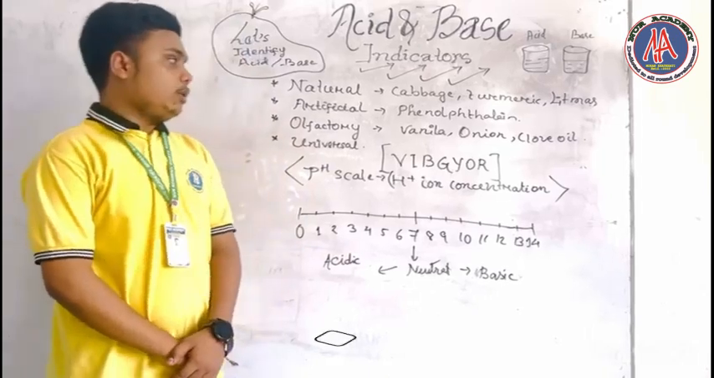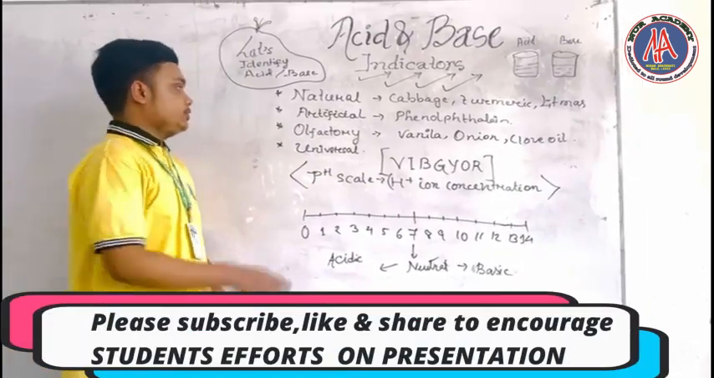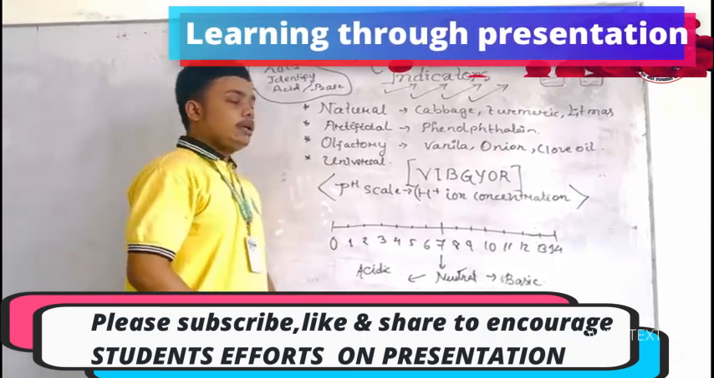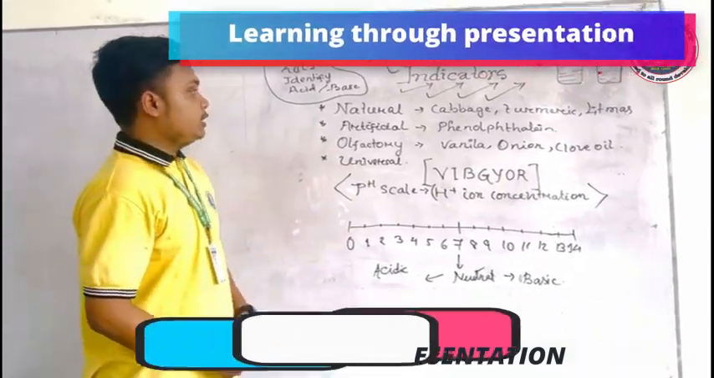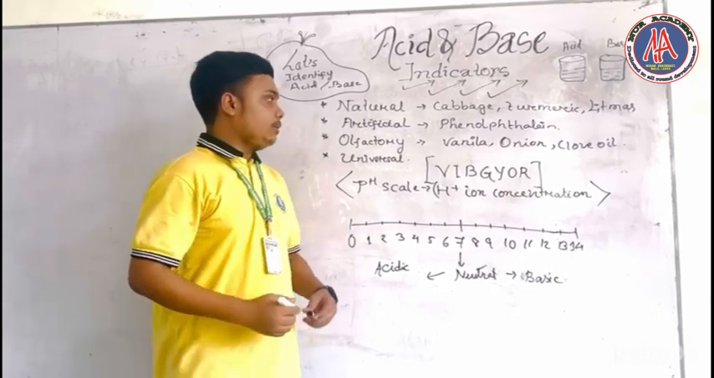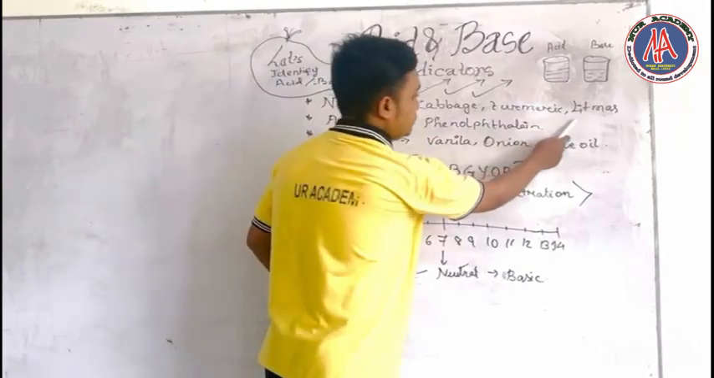So let's talk about the indicators. There are different types of indicators like natural, artificial, inversion and olfactory. So let's talk about natural indicators. The indicators which identify the acid naturally are called natural indicators. Example: cabbage, turmeric, litmus paper.